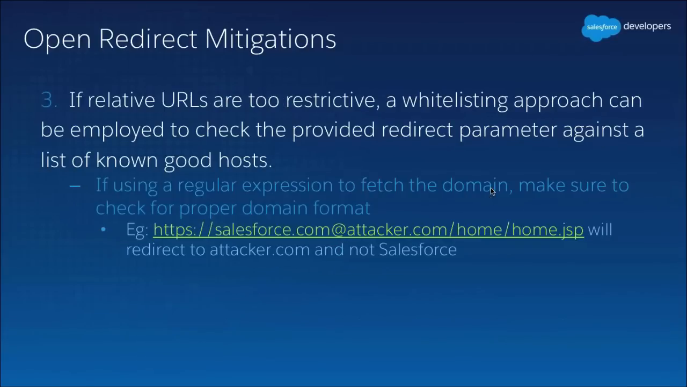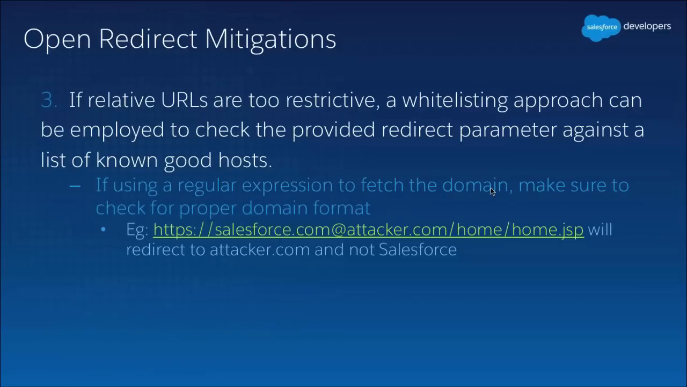Let's say relative URLs are too restrictive, and you do need to check for domains. Here you can do that by using regular expressions. Basically, fetch the domain with a regular expression, and then check if the domain matches a whitelisted set of domains. In our example, you can check if the domain matches google.com or something like that.